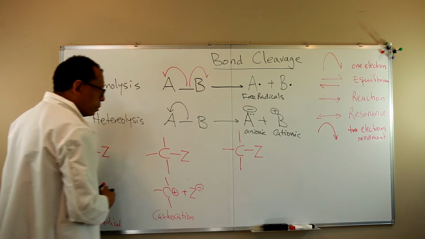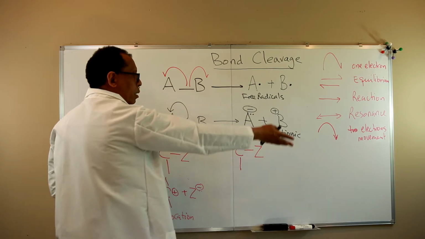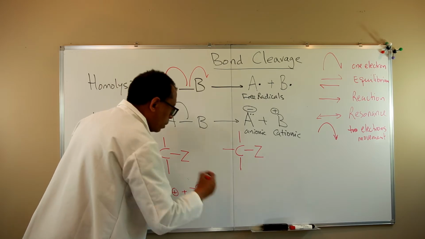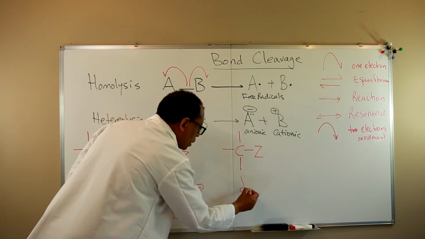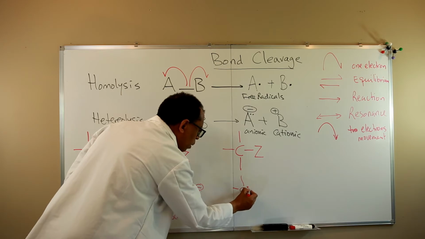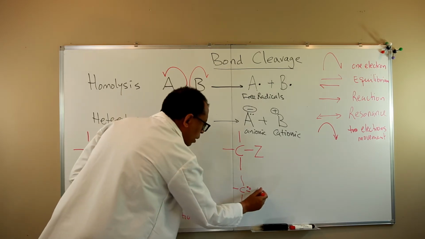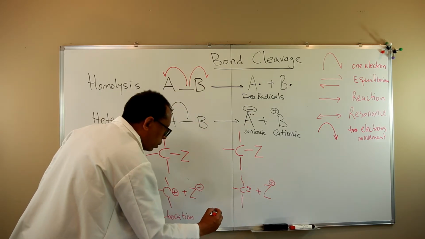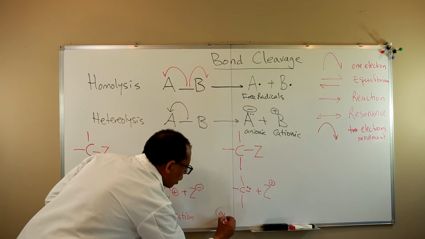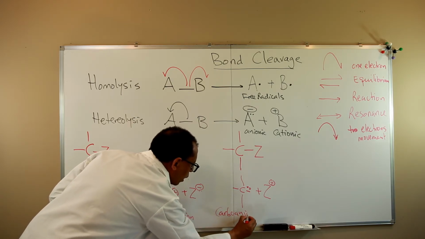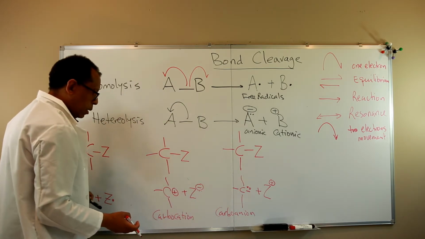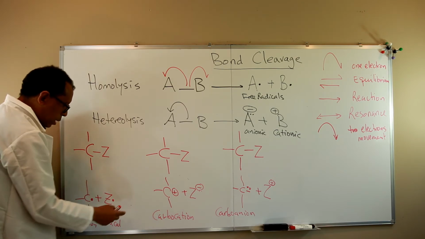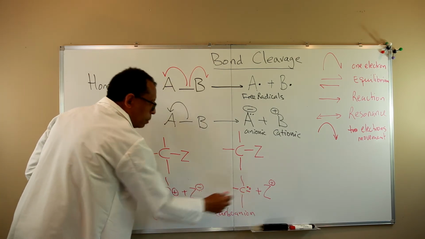You can also form, if both electrons are taken by the carbon, a carbanion: two electrons, a negative charge, plus a Z with a hole. In this case, this carbon is called a carbanion. It's a nucleophile. This is a carbocation. This is an electrophile. This is a nucleophile.